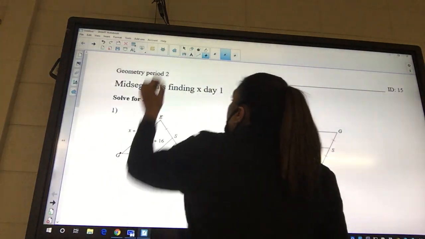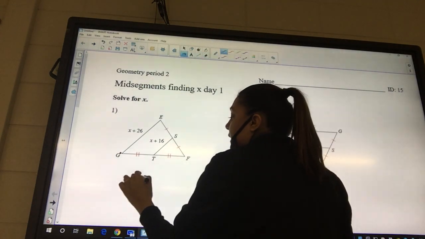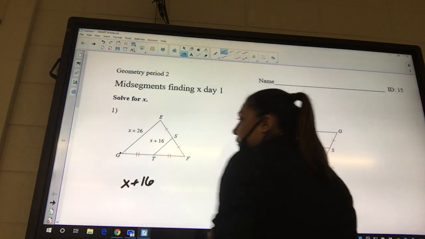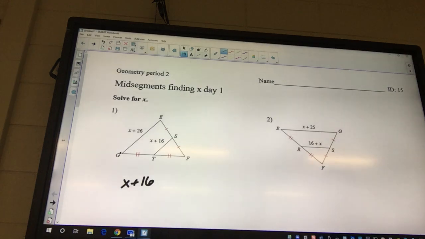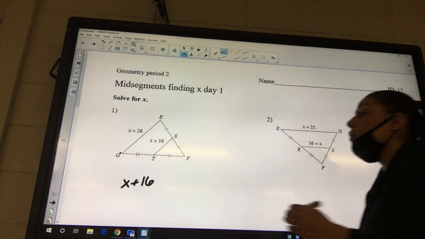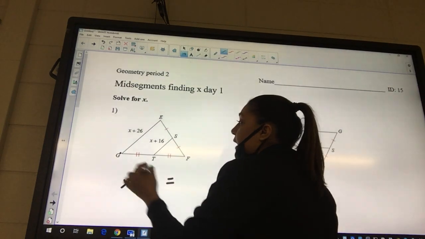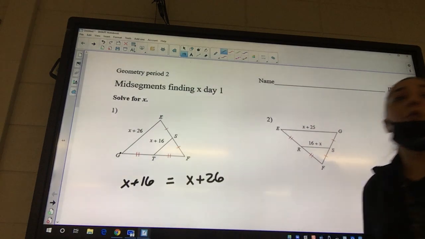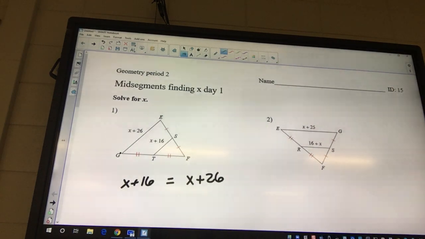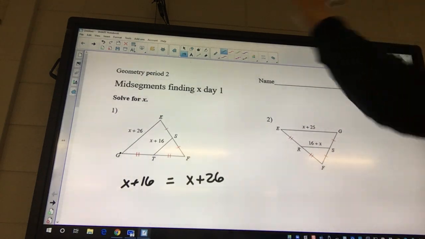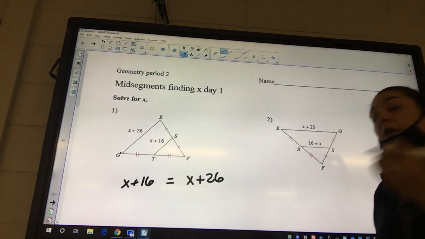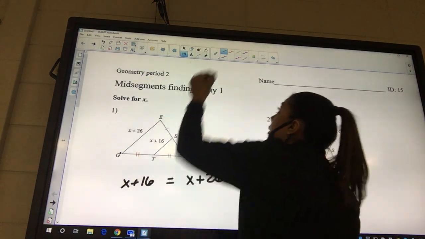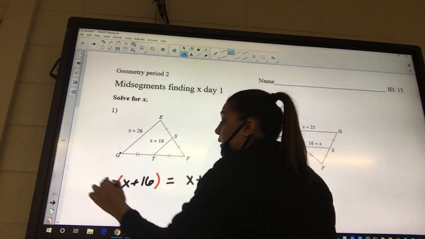So our smaller one is x plus 16. Okay? And what's our bigger one? It's x plus 26. What do we need to do to the smaller one to get the bigger one? Double it. Okay, so this one is the smaller one, which means we need to double it.